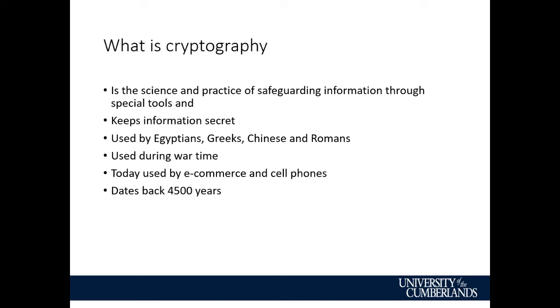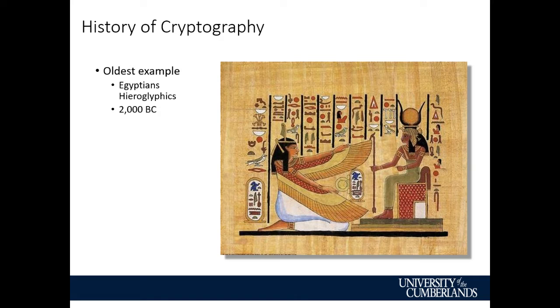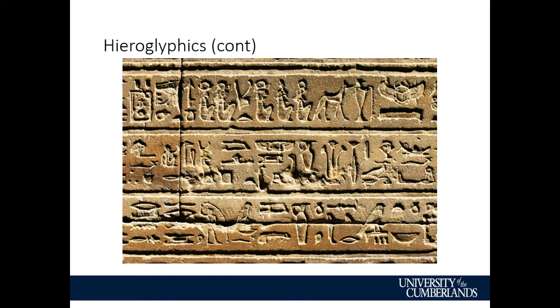Basically, cryptology dates back over 4,500 years. So we're going to look at some of that right now. The oldest that we found is 2000 BC, and it's the Egyptians, the hieroglyphics. This is just an example of what they put in that we were able to look at. It's just another example of what they had to use. Obviously, you had to know what the symbols meant in order to decrypt what was going on.